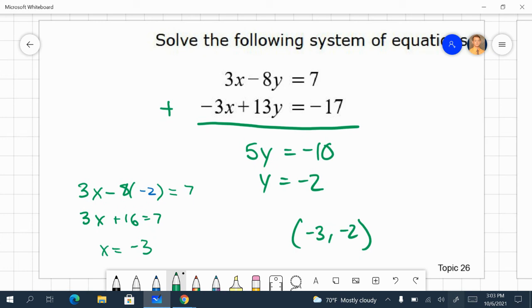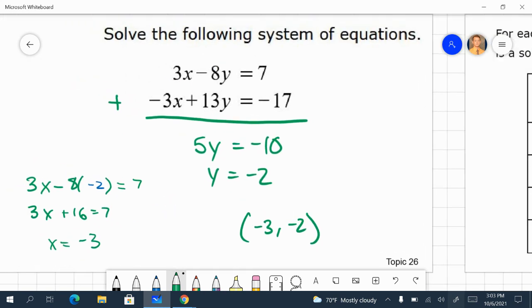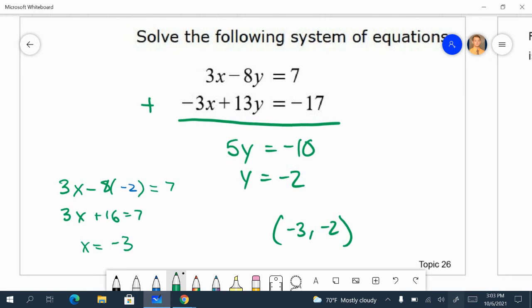Solve the following system of equations. Again, it's substitution. Topic 26 must not be any different than topic 25. The only difference I could maybe tell, maybe I didn't get a good example here, is you might have to multiply the entire equation first. I didn't have to here, so I didn't do it.